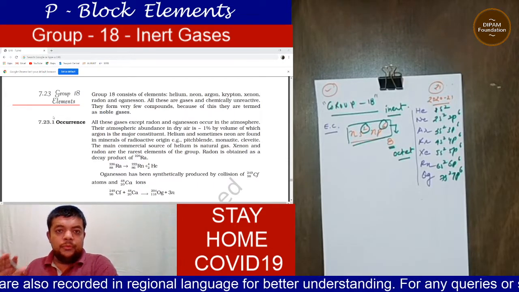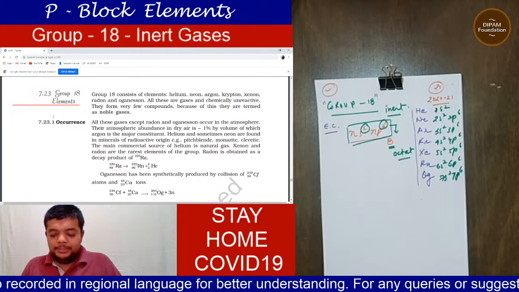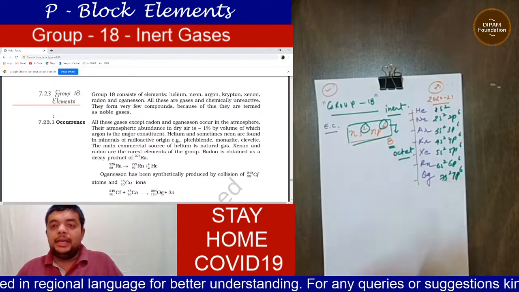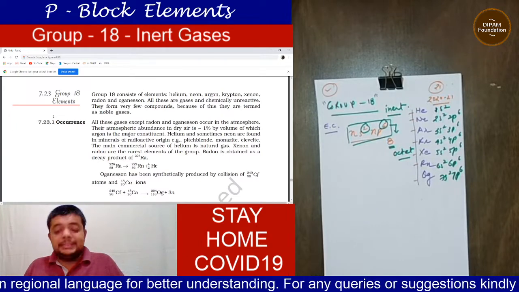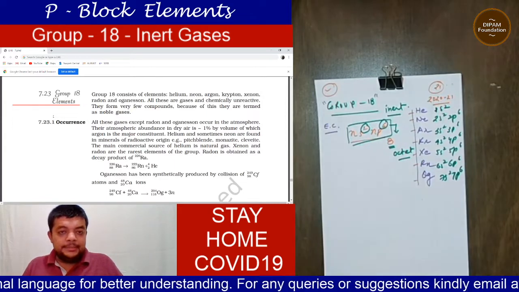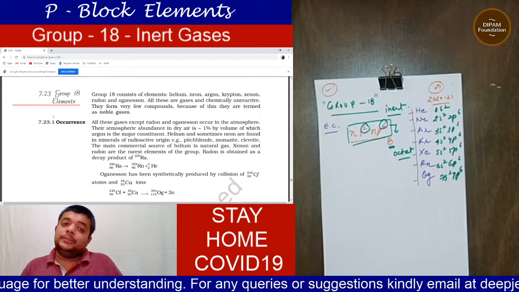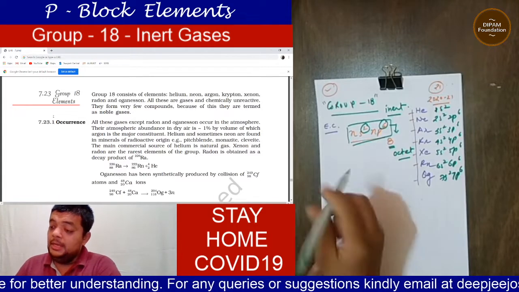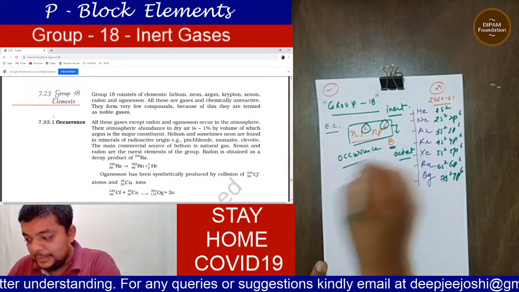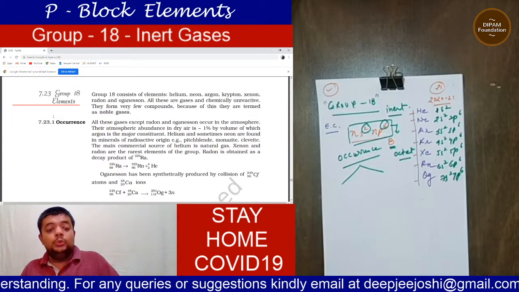Now, focusing on a few of its important points, we all know that group 18 elements consist of helium, neon, argon, krypton, xenon, radon, and agneson. All these gases are chemically unreactive because of their completely filled shells. They form very few compounds, being inert, and hence they are termed noble gases. If we discuss the occurrence of these elements, we can divide them into two parts.